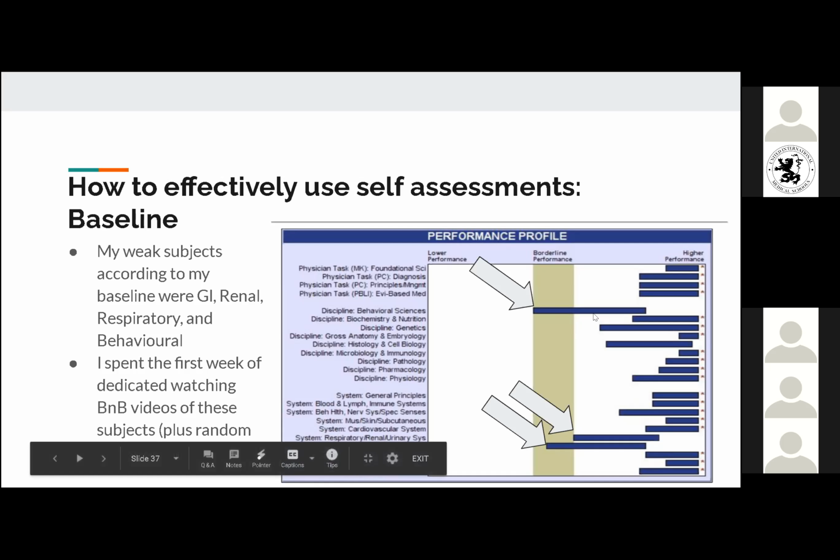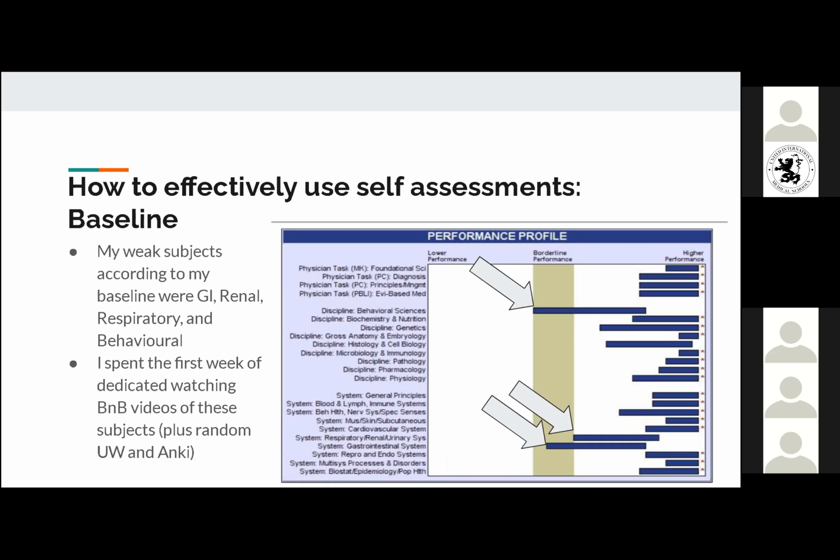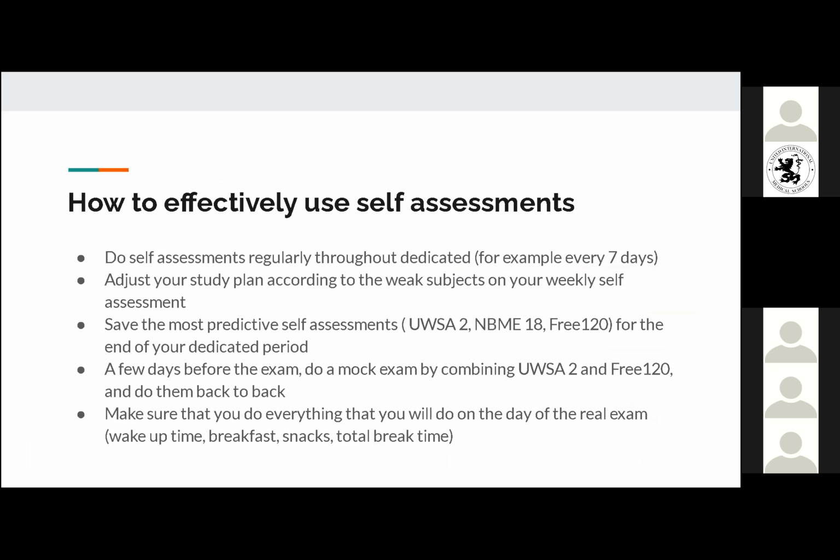So this is what I recommend you do. Every week you do a self-assessment and then you change the way that you study for the rest of the week based on what subjects you weren't scoring that well on. So this will really help you improve your knowledge in the weak areas.